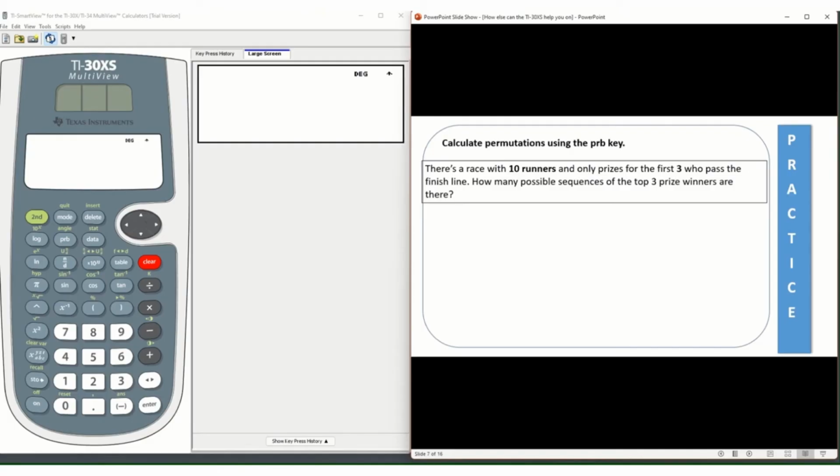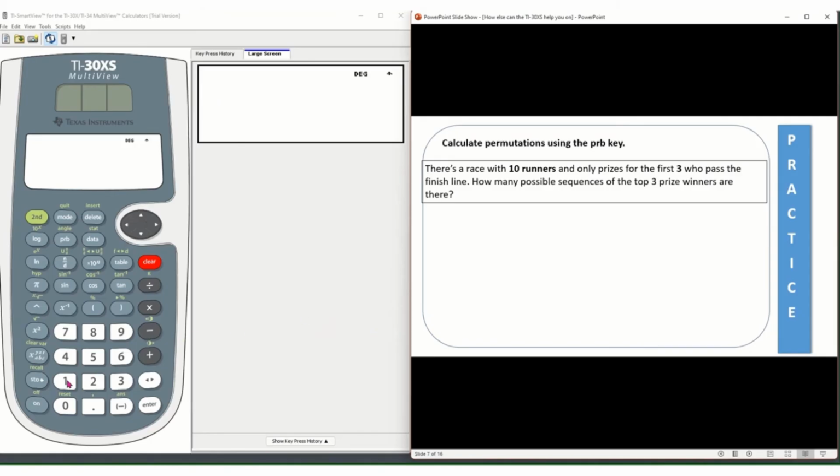The example on the screen reads, there's a race with 10 runners and only prizes for the first 3 who pass the finish line. How many possible sequences of the top 3 prize winners are there? This makes sense. It's a race, so they have first, second, and third place. So what we're going to do is, and order obviously does matter.